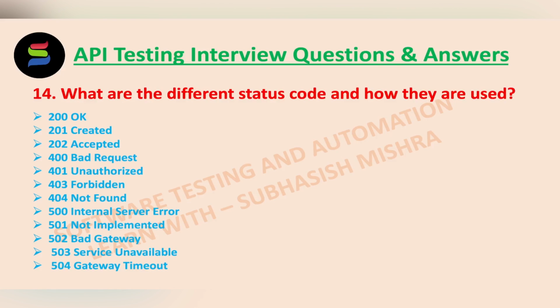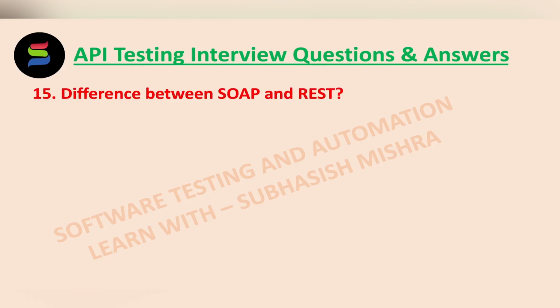Then we have 503 service unavailable, meaning the request was not completed, the server is temporarily down. So, in that case we can expect 503. Then 504 gateway timeout, it means the server is taking a lot of time to give the response, in that case we will get 504 gateway timeout. So, these are the different status codes. We will move to the next question.